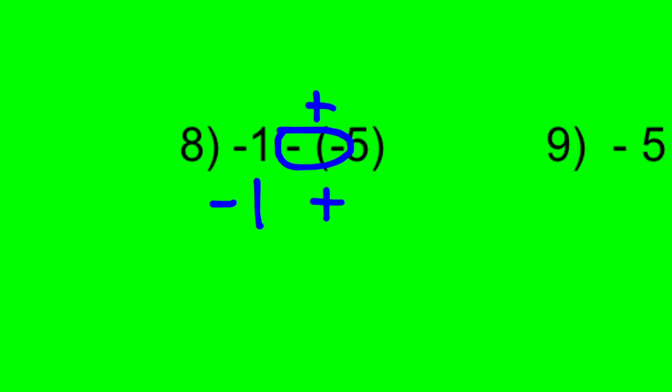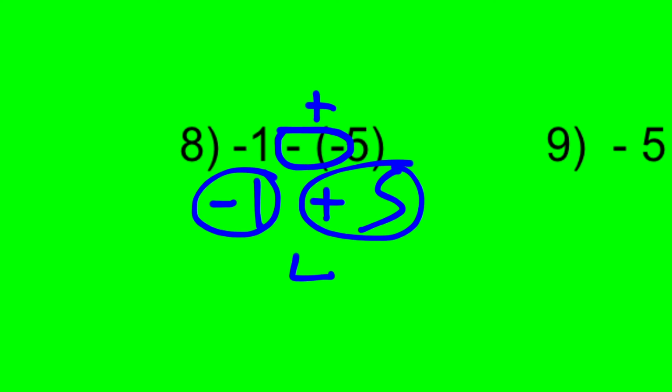Number 8. Negative 1, subtract a negative. When you have that situation, that's like a positive. So it's negative 1, positive 5. Now treat it like an adding question. The signs are different, so you subtract. It's negative 1, positive 5. You subtract them, and you're left with an answer of positive 4. Remember, you don't have to put the positive sign there, but you can.